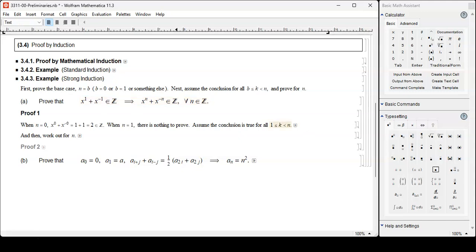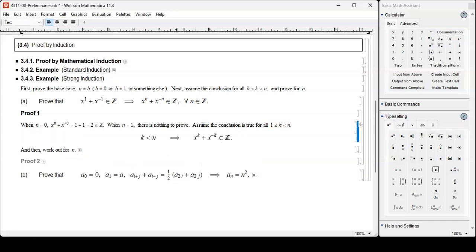Now assume the conclusion is true for all integers greater than or equal to 1 and less than n. In that case, the conclusion is true. So as a matter of fact, I forgot this. Greater than or equal to 1, less than n, then x to the k power plus x to the negative k power is an integer. Okay, how does it help getting the conclusion x to the n power plus x to the negative n power?